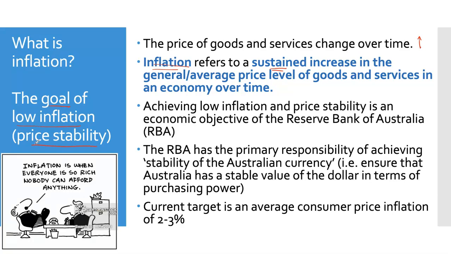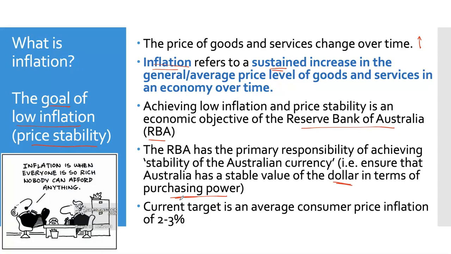And achieving this concept of low inflation or price stability is the sole economic objective of a very important entity in Australia called the Reserve Bank of Australia. Now their primary responsibility is achieving stability of the Australian currency. Now, when they say currency, they are essentially trying to ensure Australia has a stable value of the dollar in terms of its purchasing power. They're wanting Australians to have a relatively stable ability to purchase goods or services.